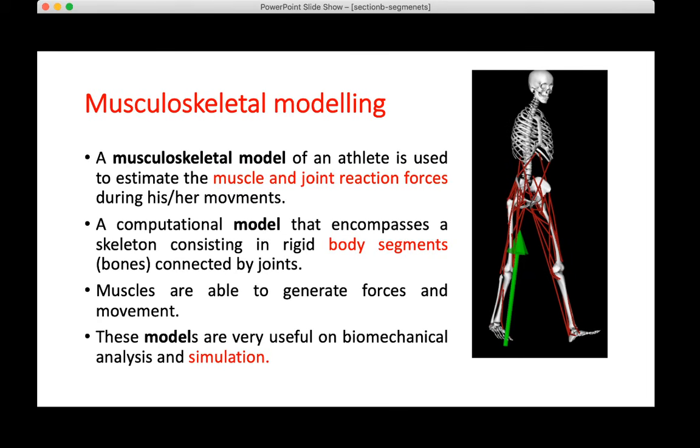So musculoskeletal modeling, what is it? A musculoskeletal model of an athlete is used to estimate muscle and joint reaction forces, the forces exerted by the ground, जो force plates में हम measure करते हैं. So it is talking about that. In a musculoskeletal model we can calculate at each joint and around each muscle these reaction forces. It is a computational model that encompasses a skeleton consisting of rigid body segments connected by joints. On the right side you can see one example of an athlete. This is a model of an athlete. So by forming this model we can do simulations.